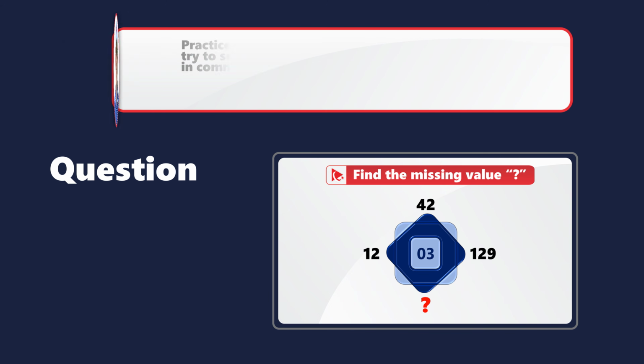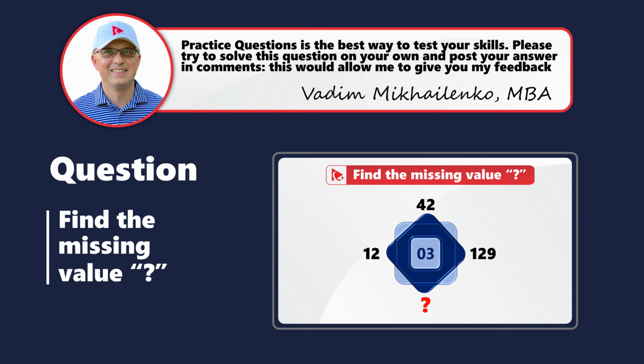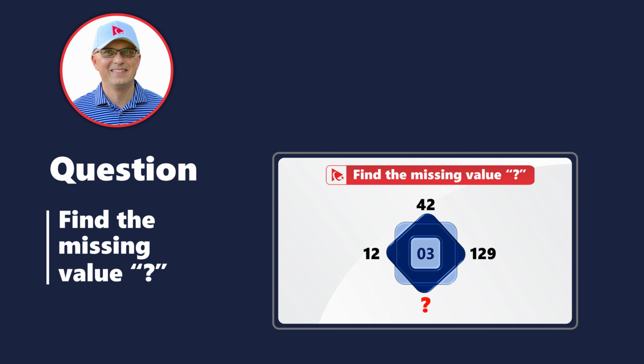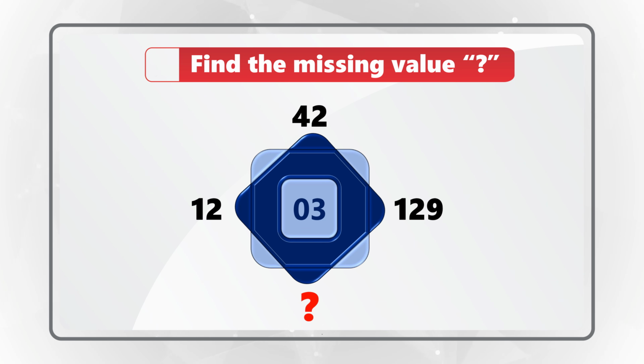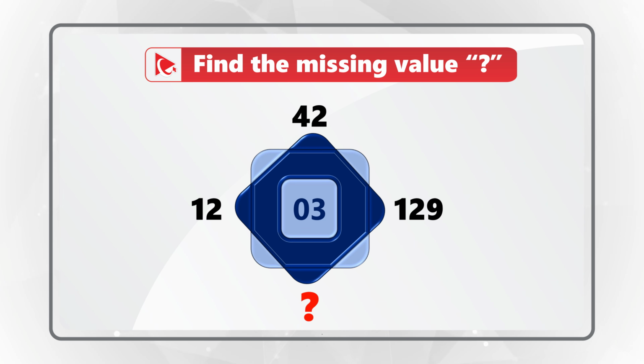Here's the practice question for you to test your skills and knowledge. In this question, I am not going to share with you the solution, but instead I'm going to ask you to solve this challenge on your own and post your answer in comments. This way I can give you my feedback. Take a close look to see if you can find the missing value. Missing value is represented by the question mark in a shape that contains numbers around the shape as well as one number inside.